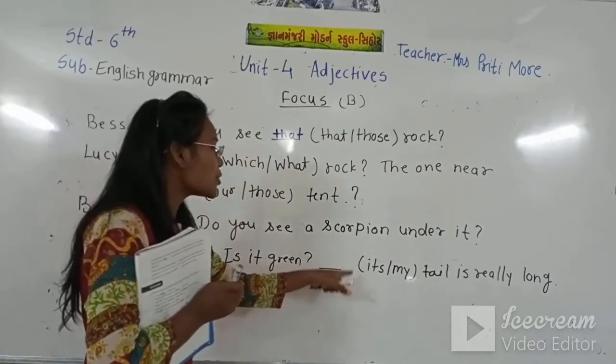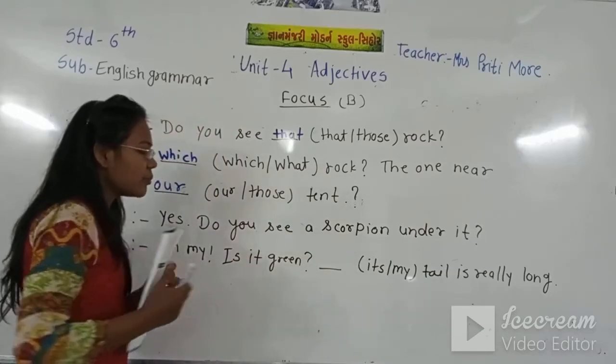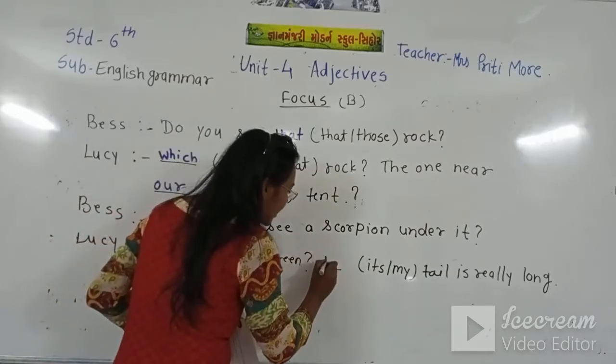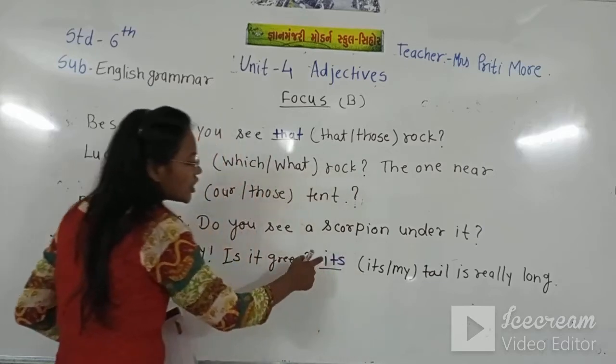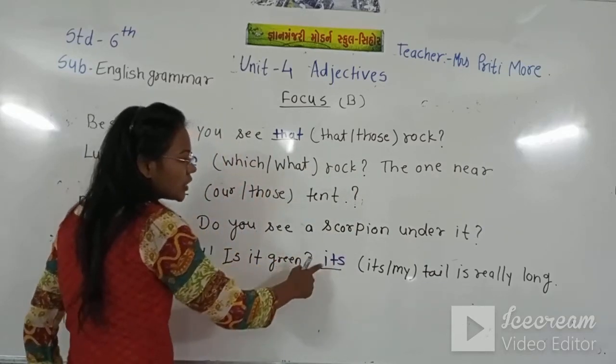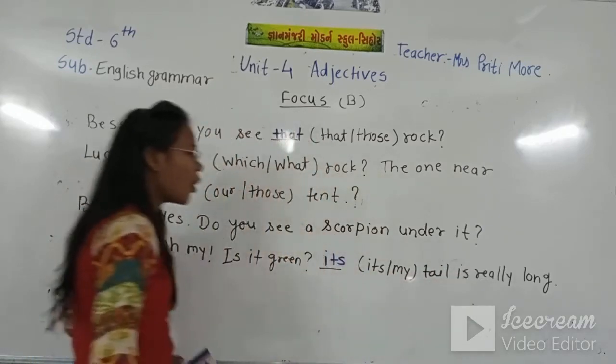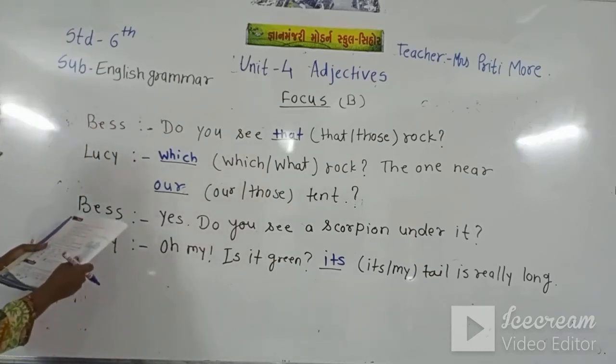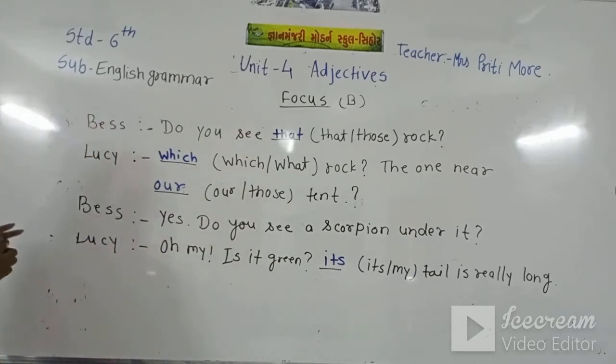So instead of scorpion, what do we have to write here? The pronoun is its tail. This word is used for the scorpion. Its tail is really long.